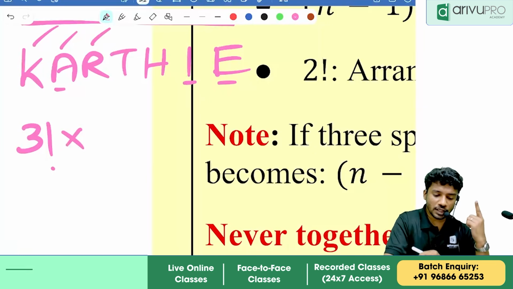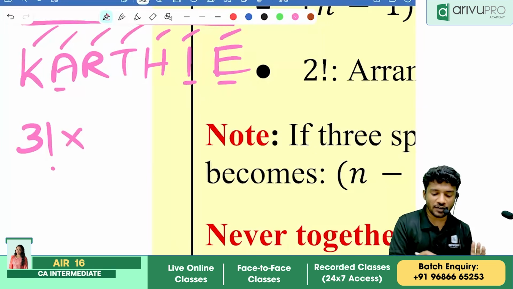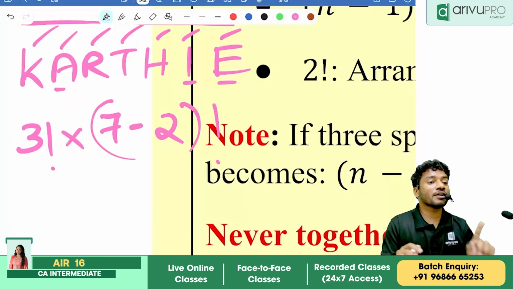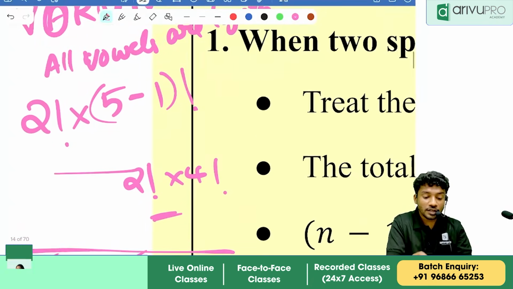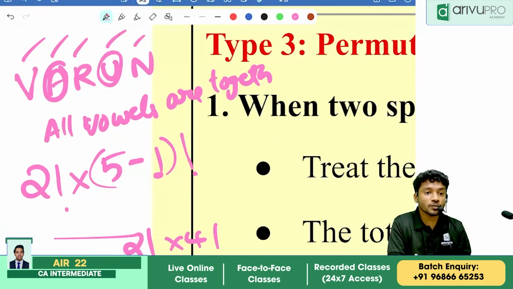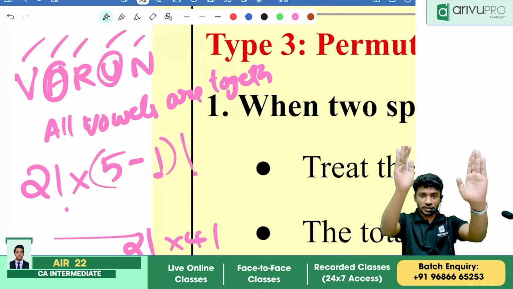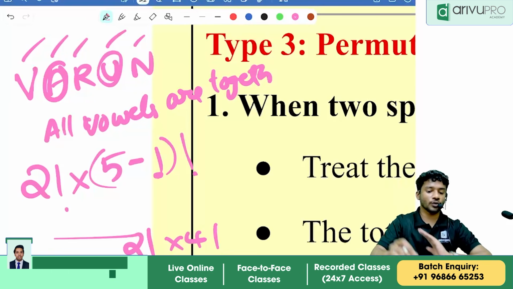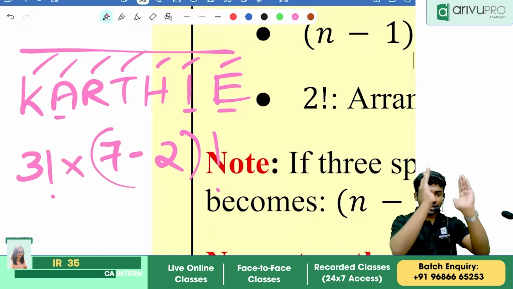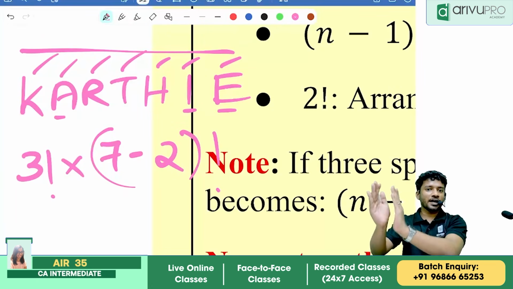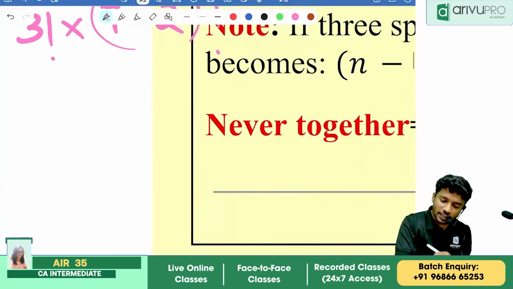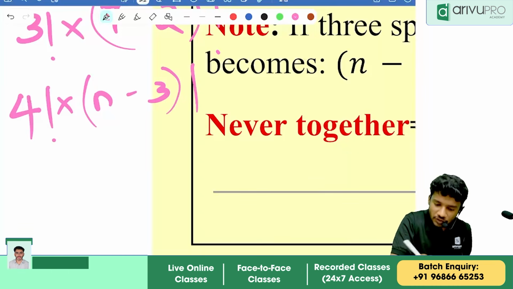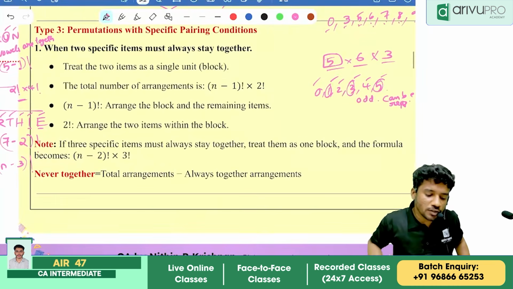1, 2, 3, 4, 5, 6, 7. 7 minus 2. Not 1 here. 7 minus 2. Look at the previous question. There it was 5 minus 1. When two things are together, 2 factorial into n minus 1 factorial. When three things are together, 3 factorial into n minus 2 factorial. What if 4 things are together? 4 factorial into n minus 3 factorial. That is the next concept, people.